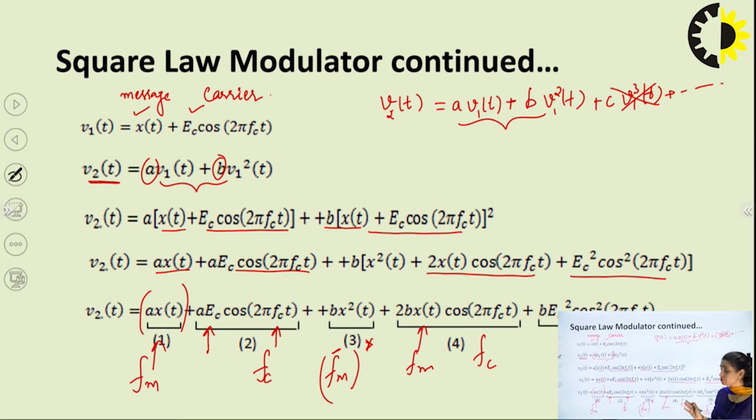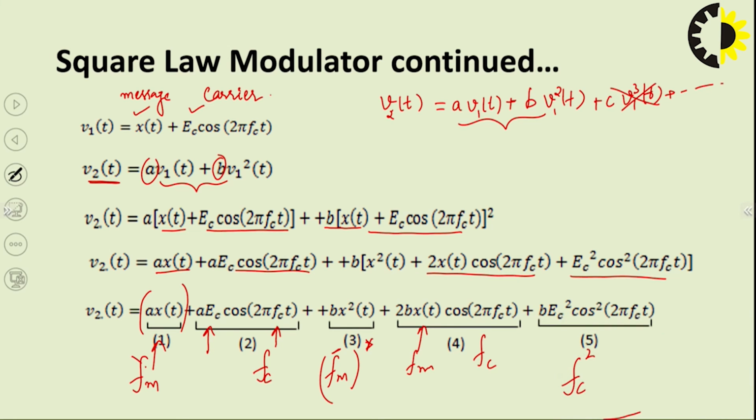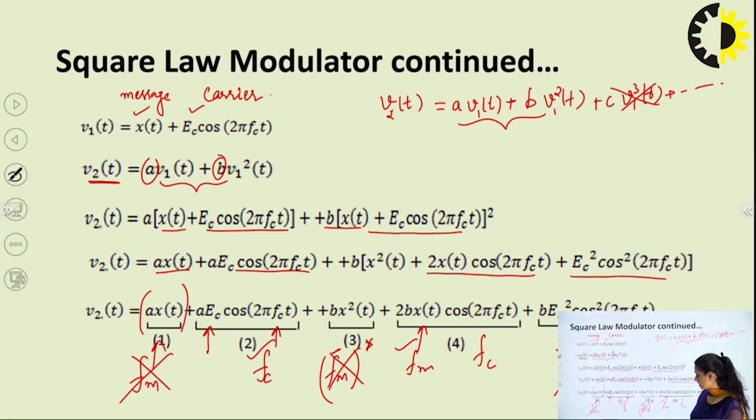So I have to wisely choose. I have to see that band pass filter will pass which frequencies among these. As my band pass filter is tuned around FC, this will definitely reject the frequency which is square of FC, but it will pass this frequency and this frequency.